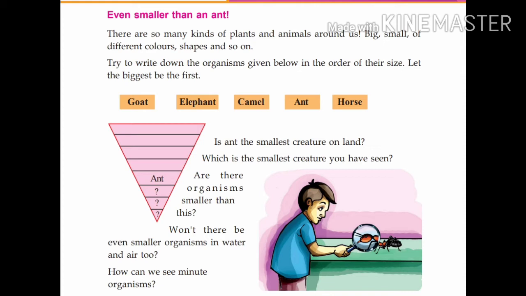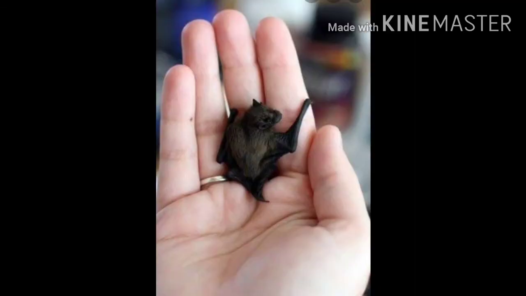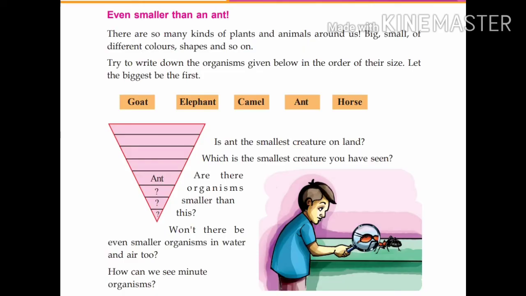Then I'll tell you the smallest mammal in the world. The smallest mammal is the bumblebee bat. This is the bumblebee bat. It is the smallest mammal. There are so many organisms even smaller than an ant. Then how can we see or observe this kind of small organisms?